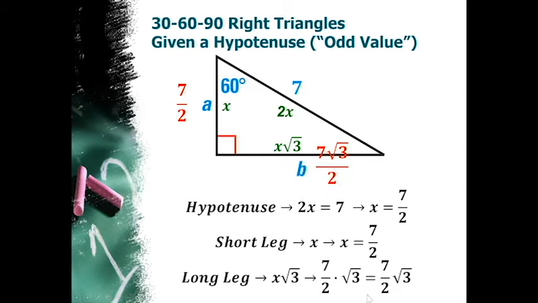Now, you might also see 7 halves root 3 written as 7 root 3 over 2. Please understand that 7 halves root 3 and 7 root 3 over 2 are the exact same fractions, because root 3 is truly root 3 over 1, which would be 7 times square root 3 over 2 times 1, which results in this format right here. These two formats are the same answer.